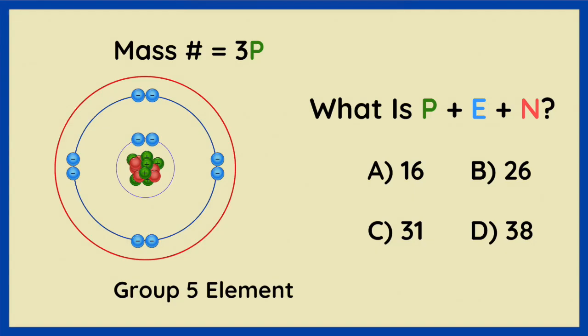What is protons plus electrons plus neutrons for a group 5 element with a mass number 3 times the number of its protons? 16, 26, 31, or 38?